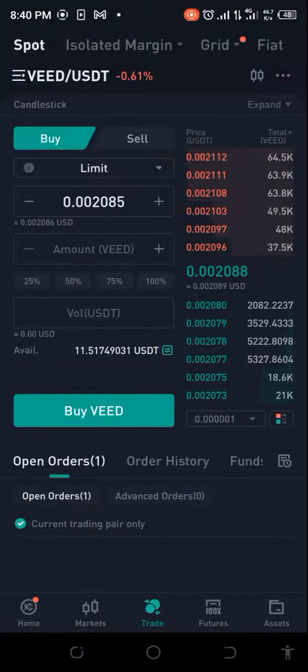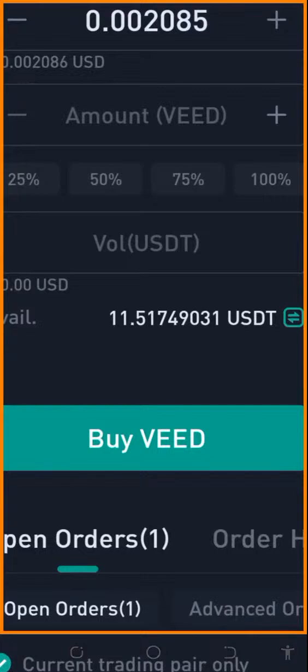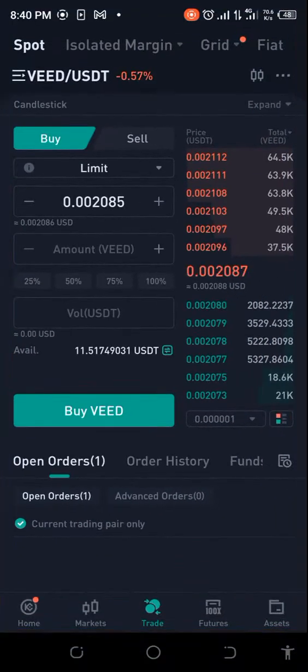Okay, so I've put in my verifications and let's see how it went. We have 11.51. Actually, we should have gotten more, but as you can see, the price has been fluctuating up and down. We were able to sell it at 0.002085. That's how much we sold it. Now it changed to 87. It will keep on going up and down, right?